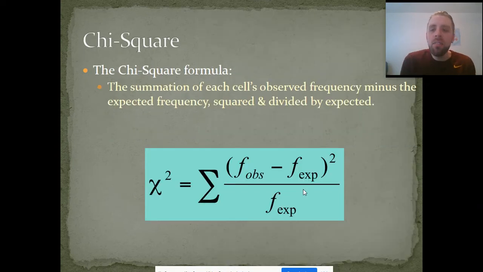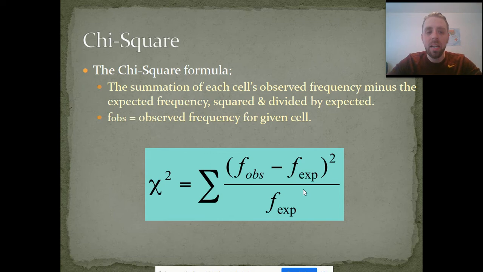So let's take a look at the formula. The chi-square formula is as follows: the summation of f observed minus f expected, squared, divided by f expected. Put in the English language, it is the summation, across each cell, of the observed frequency, which is given to you, minus the expected frequency, which you have to calculate, squared and divided by expected. So in the formula here, F obs stands for frequency observed, and it will be given to you for each cell.